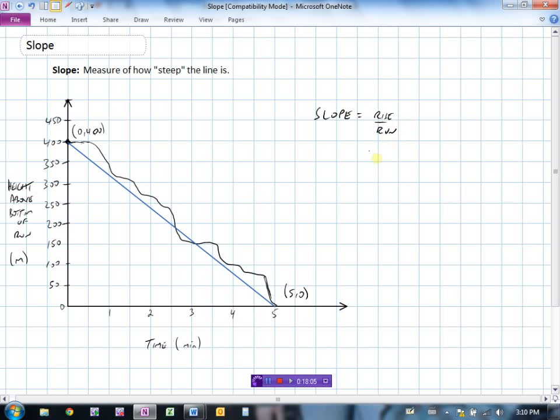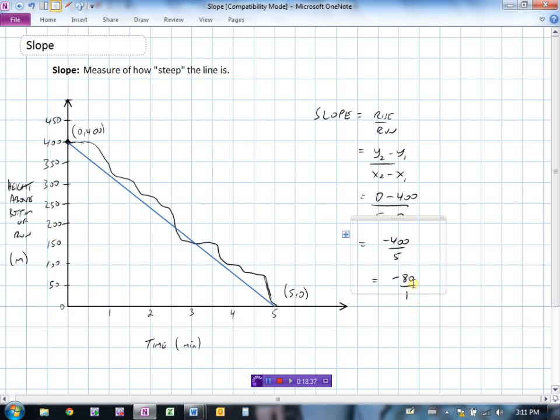We can count it, but I'm actually going to do y2 minus y1 over x2 minus x1. So y2 is 0 minus y1, which is 400, divided by x2, which is 5, minus x1, which is 0. So I get negative 400 divided by 5, which when I reduce would be negative 80 over 1.